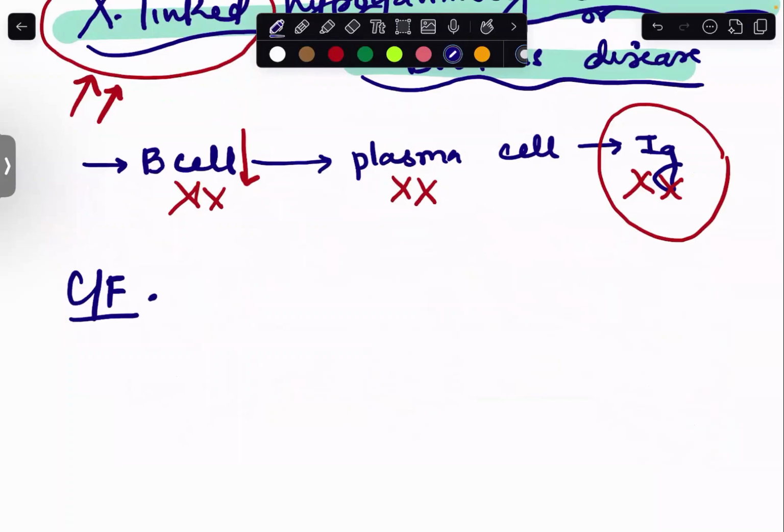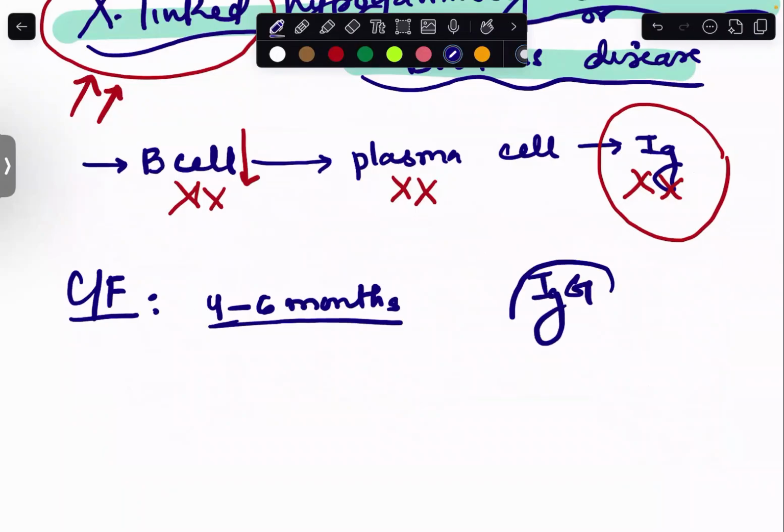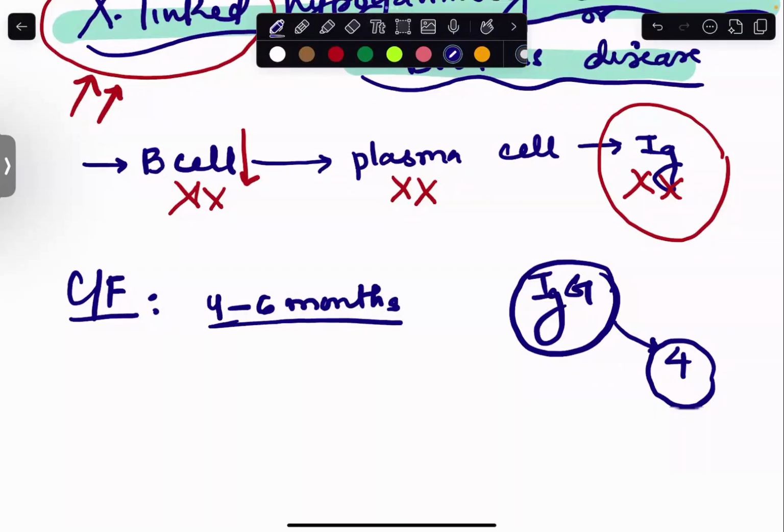How do they present then? Commonly they present a bit later. What is meant by later? They present after the age of 4 to 6 months. They do not present very early. The reason is that the maternal immunoglobulin, which passes from the mother to the baby, IgG, is actually enough to provide protection to the child up to the first 4 months of age, plus minus. And IgM usually starts developing from 6 months onwards.